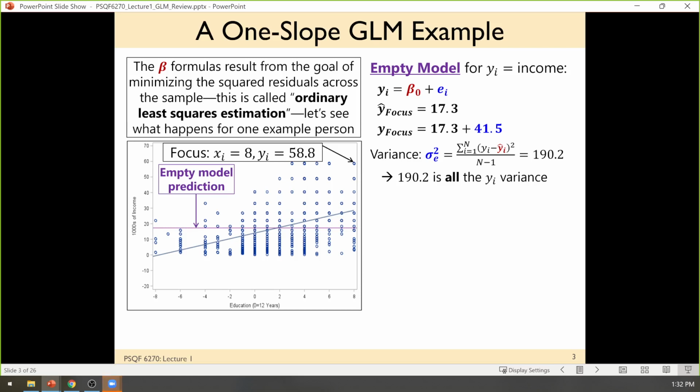The mean, yep, that's the most likely value. So we're going to give everybody a starting point of 17.3 because that's the mean for this outcome. Well, this person makes a lot more money than that, so their residual is positive.